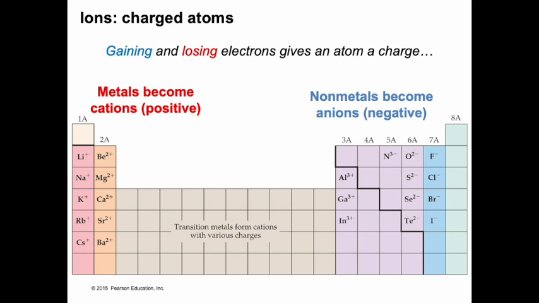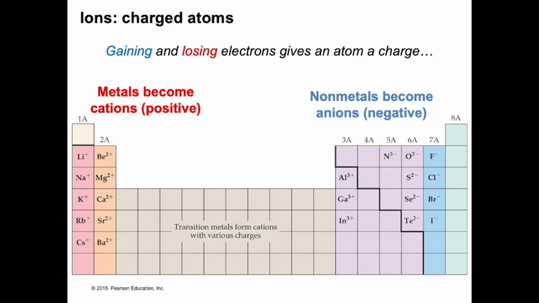All of the elements in column 2A, those are the alkaline earth metals. Remember, they have 2 valence electrons. So if they want to get a full shell, they have to lose 2 electrons. Losing 2 electrons gives you a 2+ charge. So all the elements in the second family have a 2+ charge.